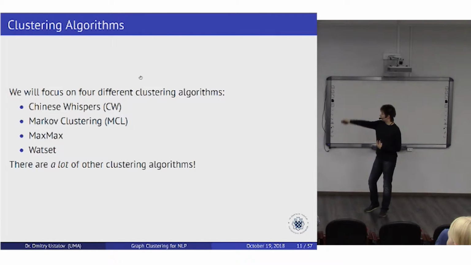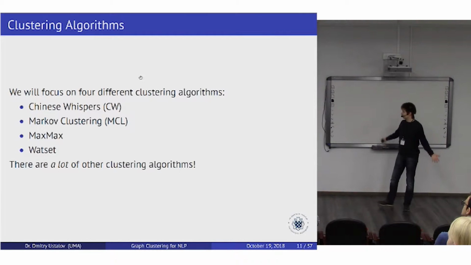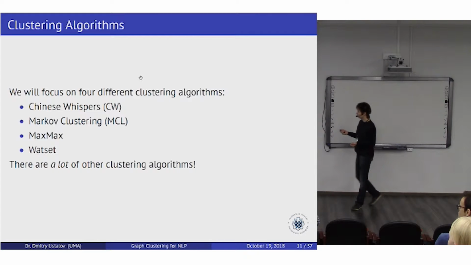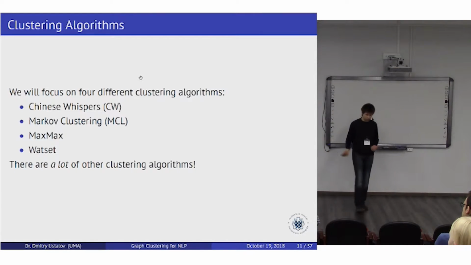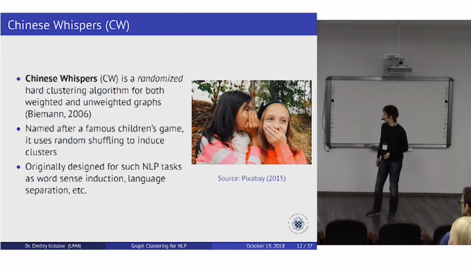In fact, it's not correct to say, oh, there are only 4 algorithms. Of course, it's not true. There are a lot of them, and you can find them on the internet, in the scientific literature, or you can come up with your own. I'll focus only on these 4.